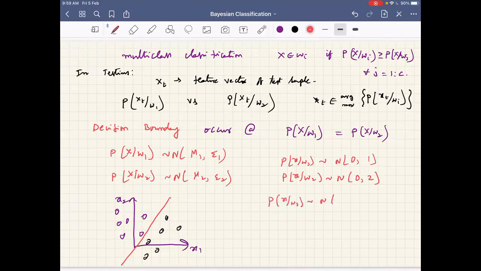Similarly, x given omega 2 is 0, 4. And here, let it be 1, 1. Here variance is same, here variance is different. And P of x given omega 2. So in these two cases, you try to find the decision boundary, and clearly note the regions R1 and R2. That's your exercise for the next class.